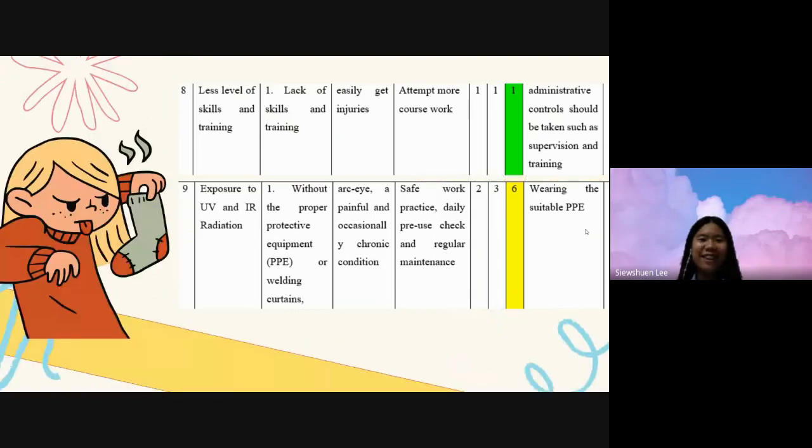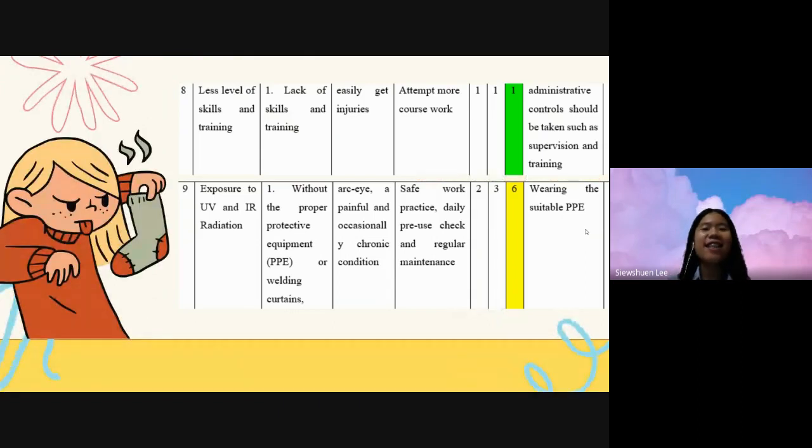For the hazard, it is the lack of skills and training. This is because lack of skills and training easily leads to injuries. So the employee should attend more coursework. The risk control for this hazard is administrative control, such as supervision and training.